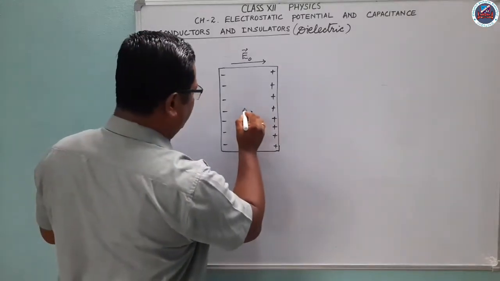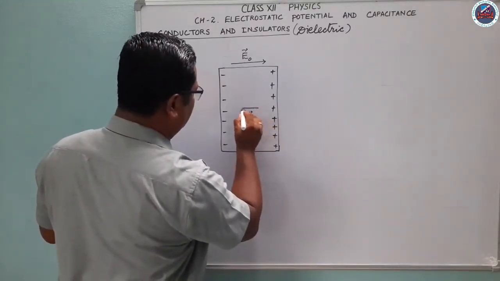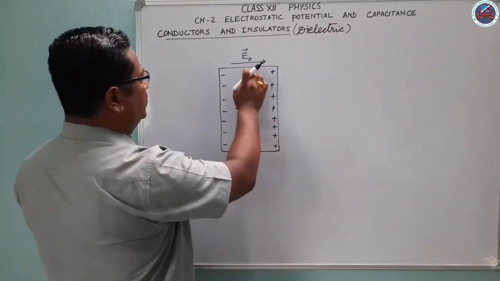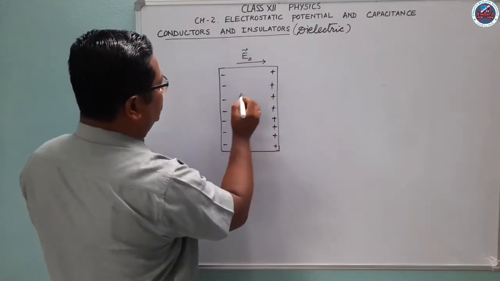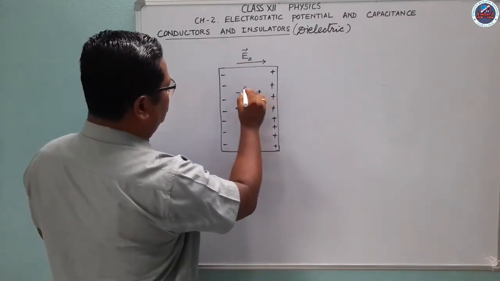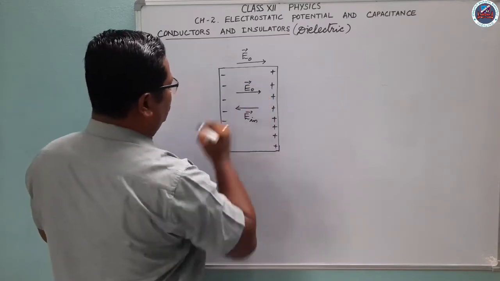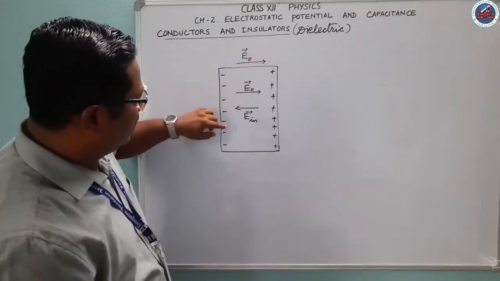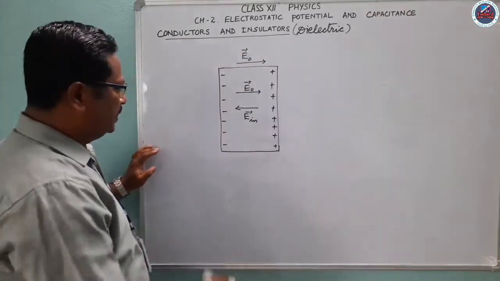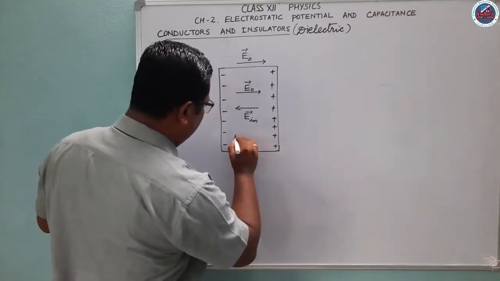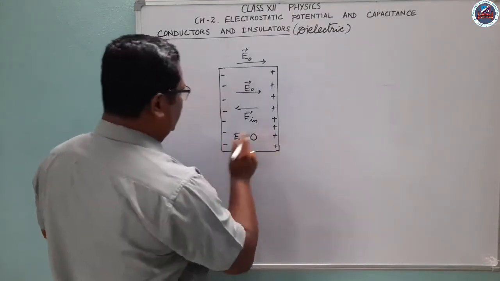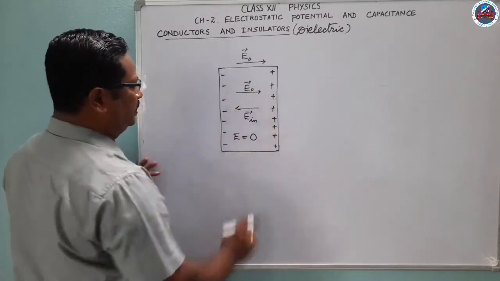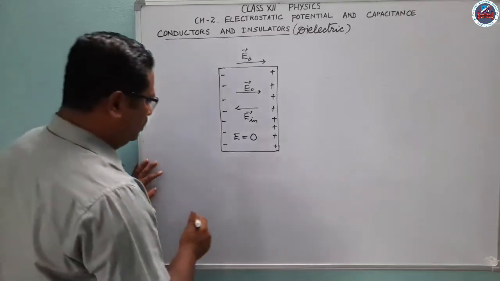The direction of the internal field will be from positive to negative, and this is the applied electric field, E0. The two electric fields, the applied one and the internal one, will give rise to an electric field intensity inside the conductor as 0, as both their magnitudes are equal. This arrowhead length, you can see the magnitudes are equal. That will happen in the case of a conductor.